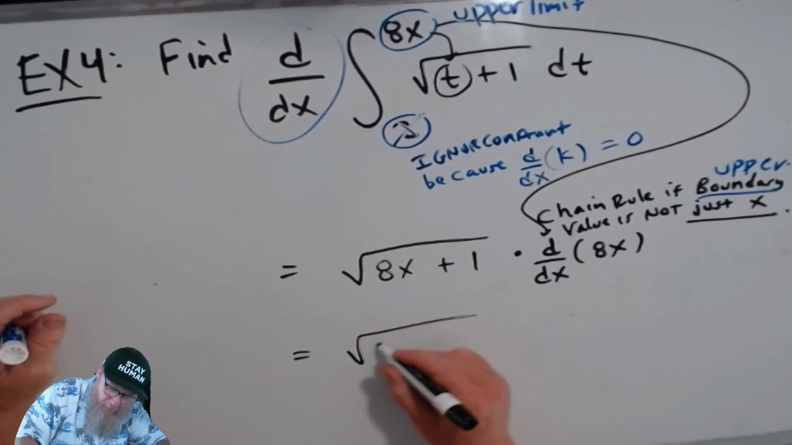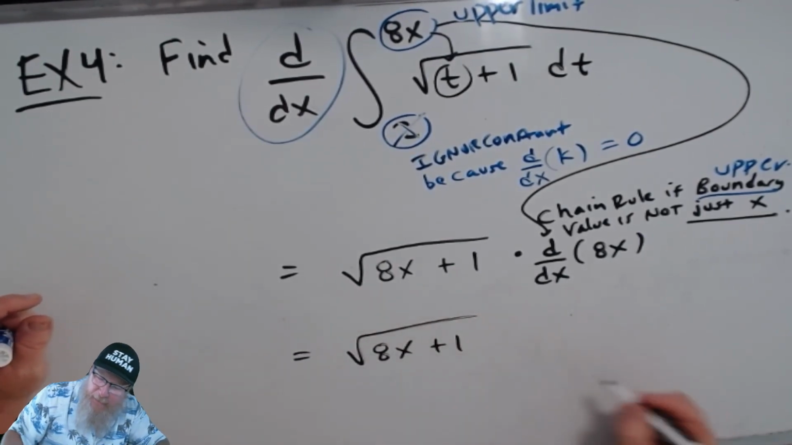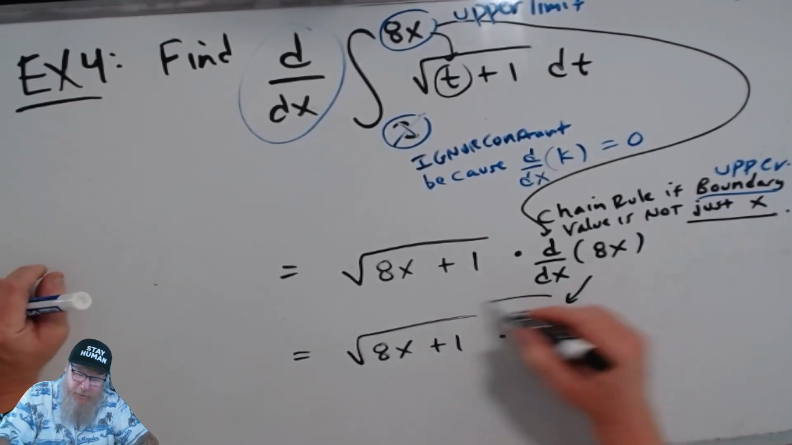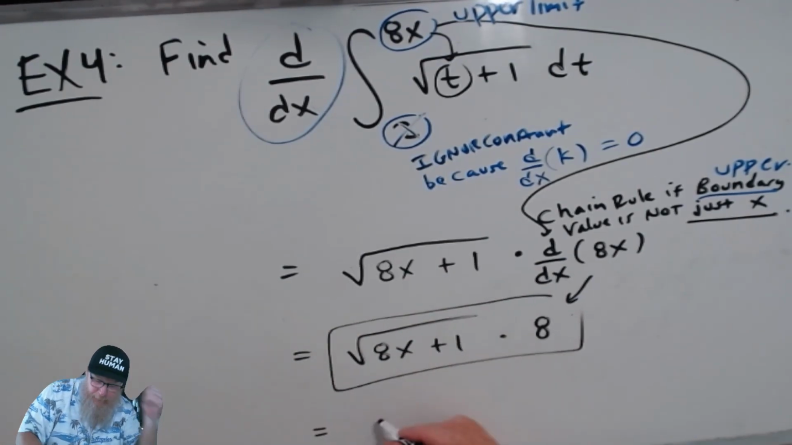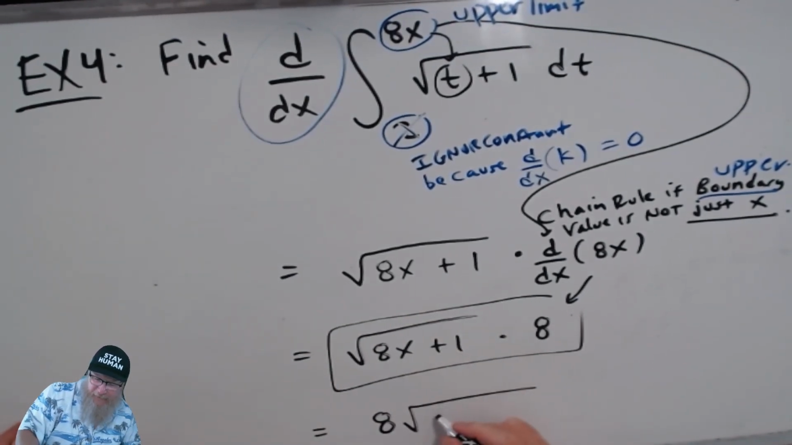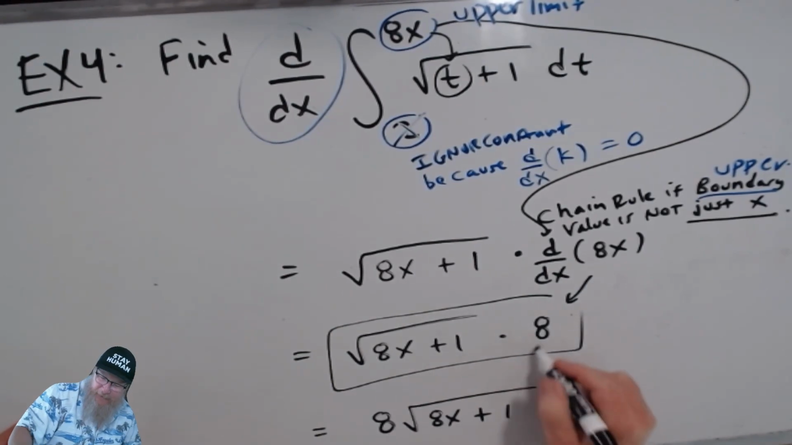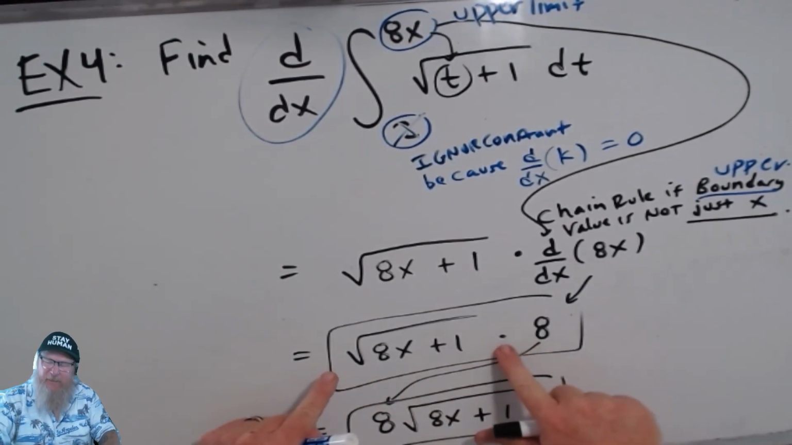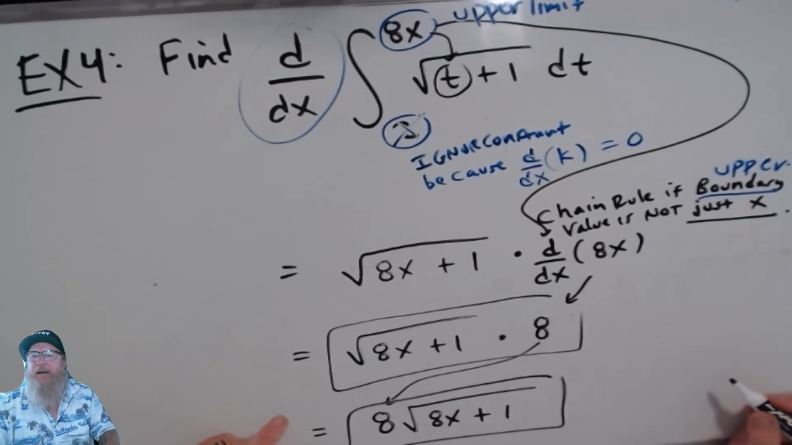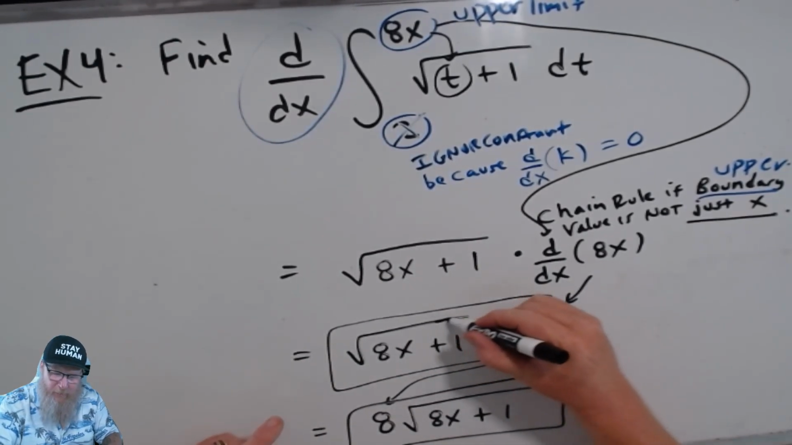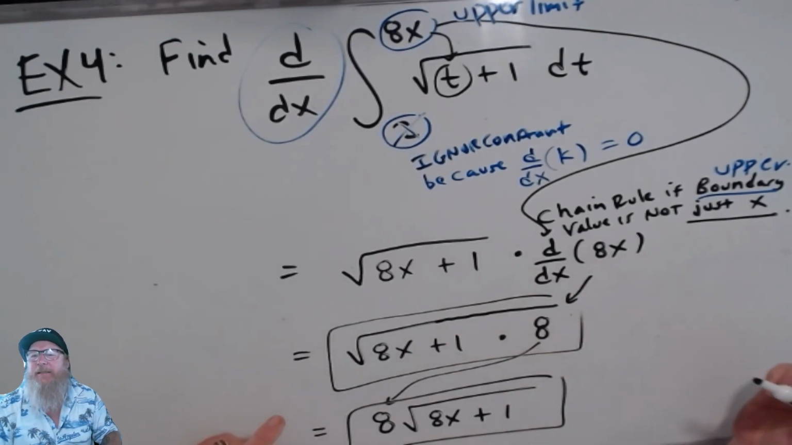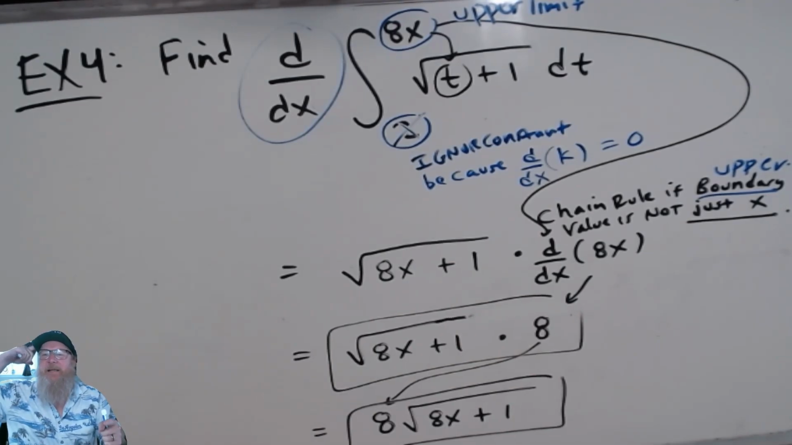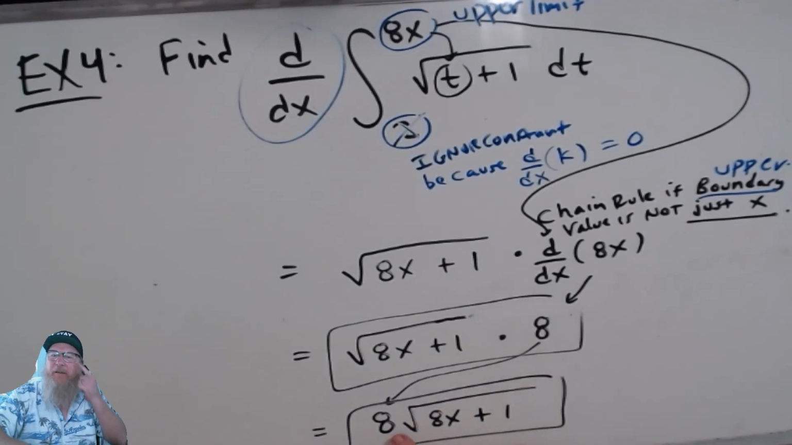So you have the square root of 8x plus 1 times 8. You could type it in like that, although I would probably move the 8 to the front just because it looks nicer. But if you've already typed it this way, as long as you have a multiplication dot, and as long as the square root symbol doesn't cover the 8, that would be bad. So that's one of the reasons why we put the 8 out in the front.